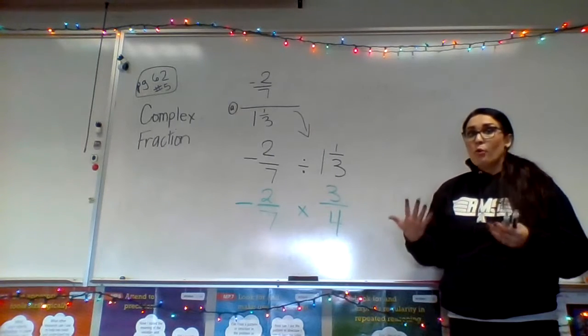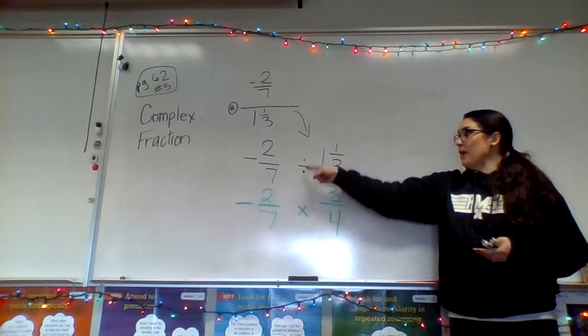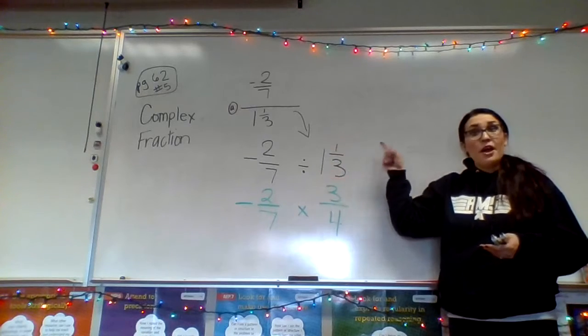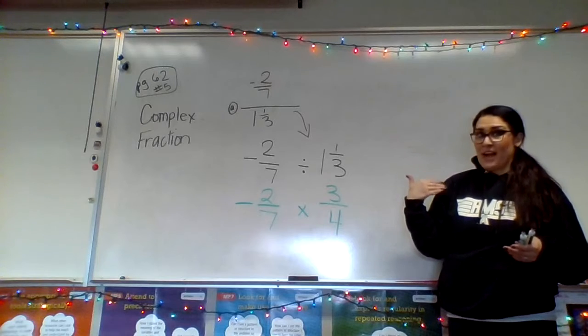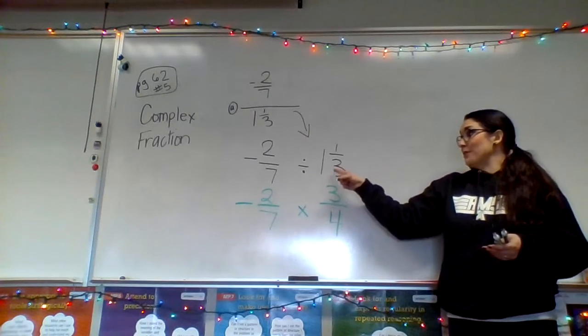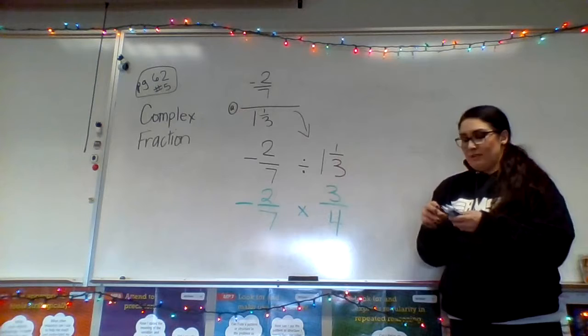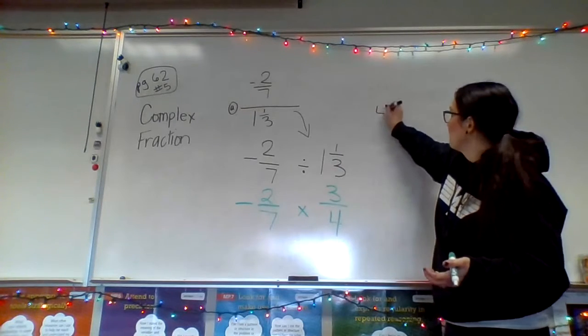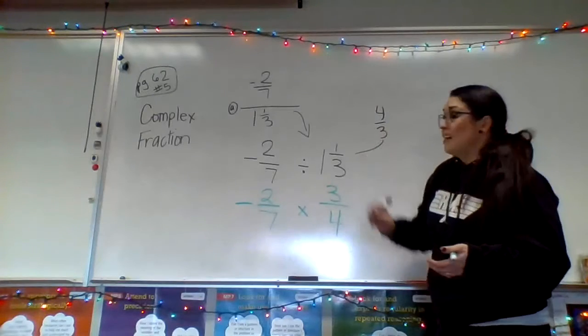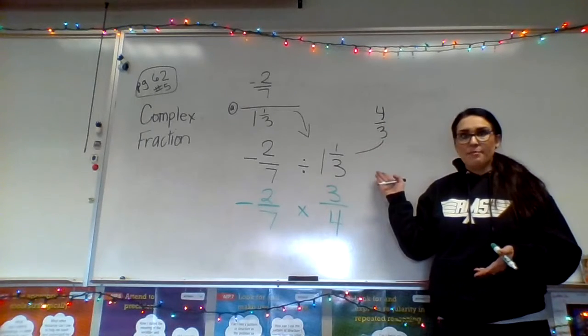One thing I wanted to point out, notice that we had a mixed number over here, but don't forget, my friends, you need to convert that into an improper fraction, which you would do 3 times 1, which is 3, plus 1 would be 4. So this improper fraction would be 4/3, again, which is the same as this mixed number.